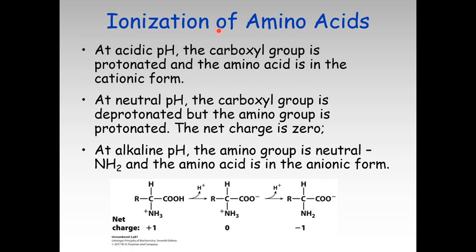So let's sum up. Ionization of amino acids goes like this. At acidic pH, the carboxyl group is protonated and the amino acid is in the cationic form, and the charge depends on whether the side chain of the amino acid is neutral or not. If it is neutral, then the charge is +1. At neutral pH, the carboxyl group is deprotonated, but the amino group is protonated, and the net charge is 0 for a neutral side chain amino acid. At alkaline pH, the amino group is neutral because it loses a proton, and the amino acid is in the anionic form because the carboxylate is still deprotonated, and hence has a -1 charge if the side chain is neutral. So remember this.